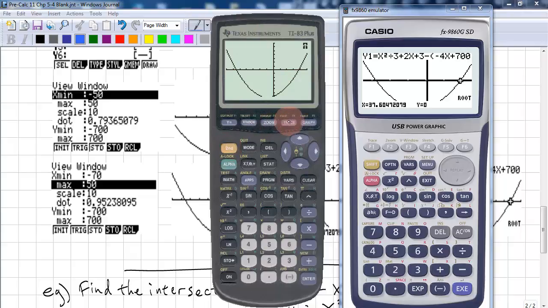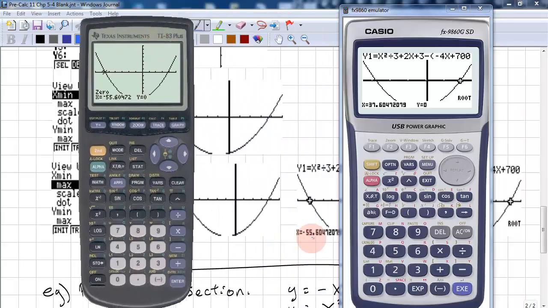I'm going to go second calc, and we're looking for zeros this time. And we set our left bound, and we set our right bound, and the guess. And we get the same answer.